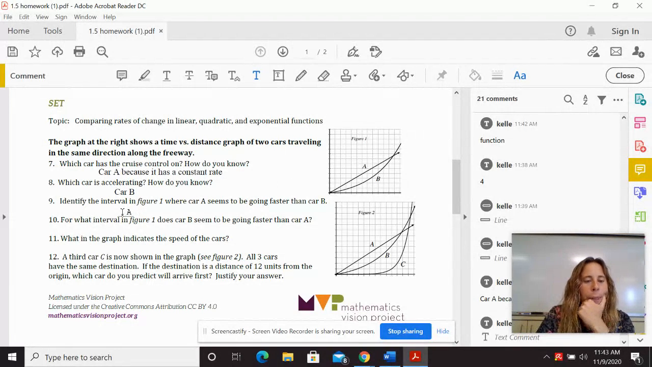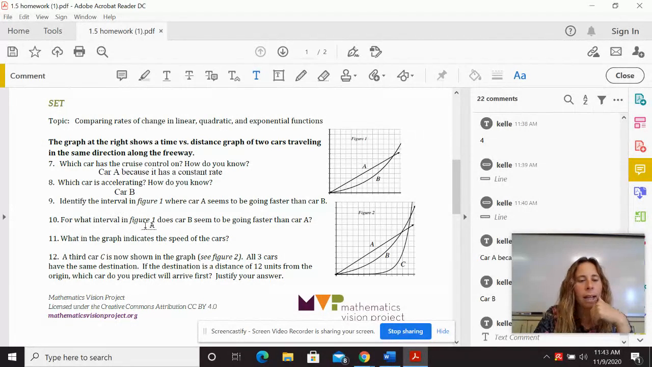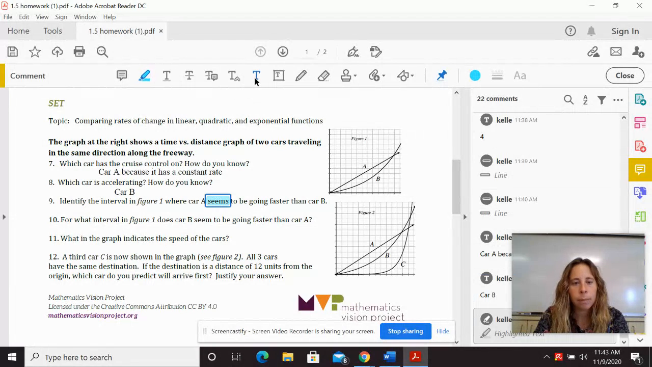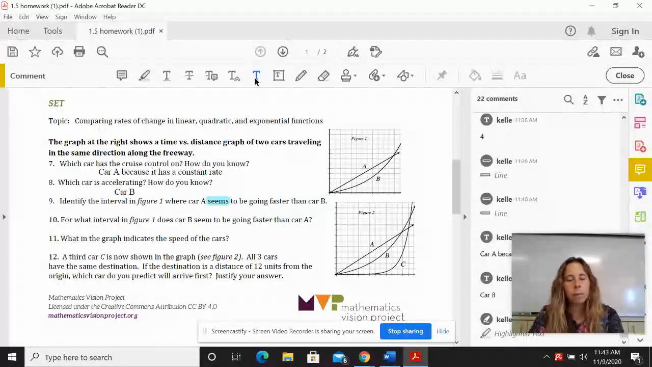Number 9, identify the interval in figure 1 where car A seems to be going faster than car B. Keyword there, seems. That means you don't have to exactly figure it out, you're eyeballing it. So wherever you think, oh, wait, hold on, let's backtrack. Going faster.